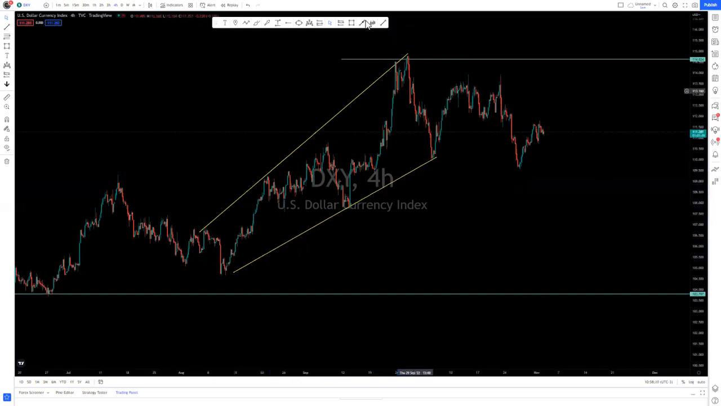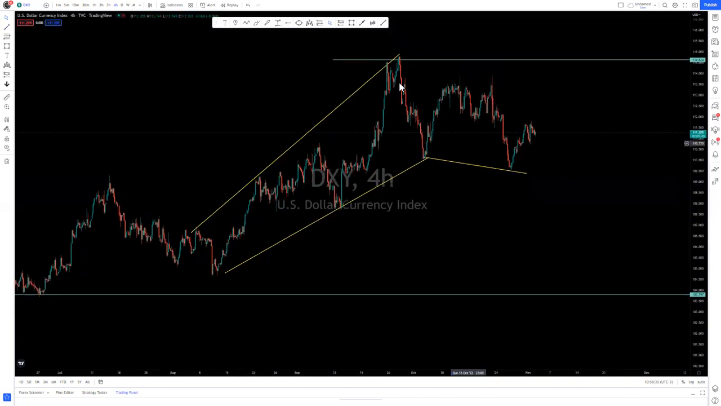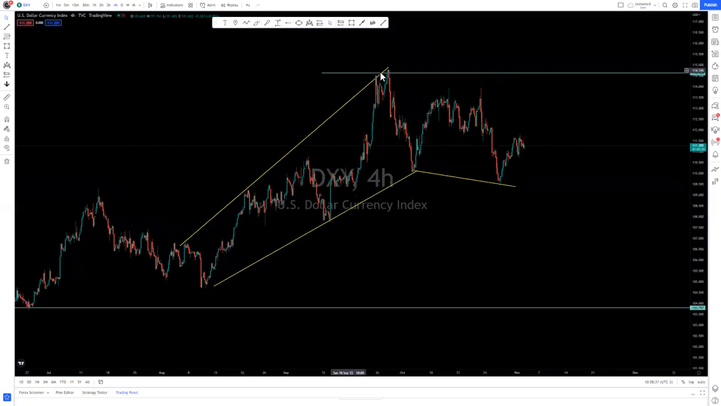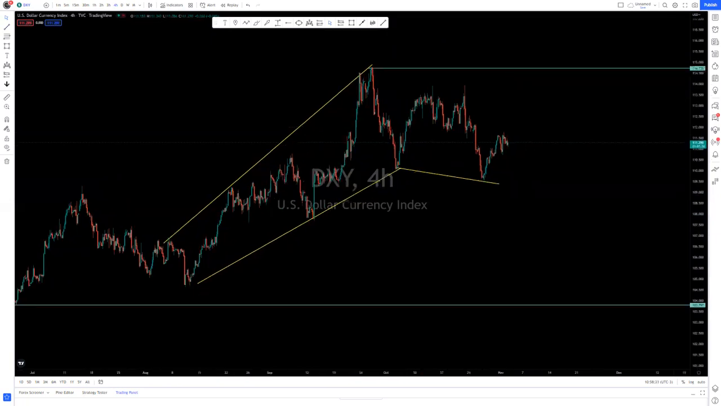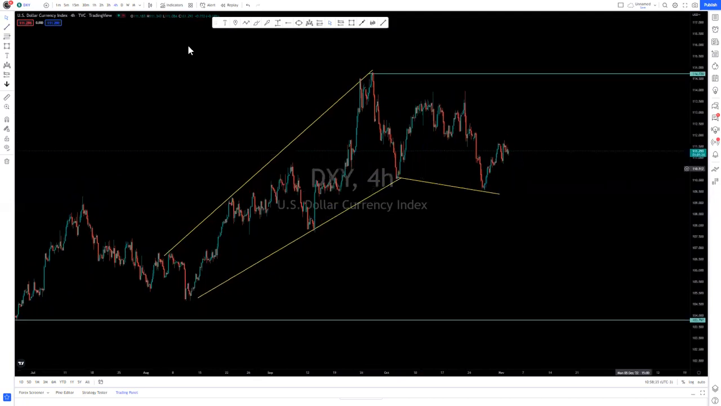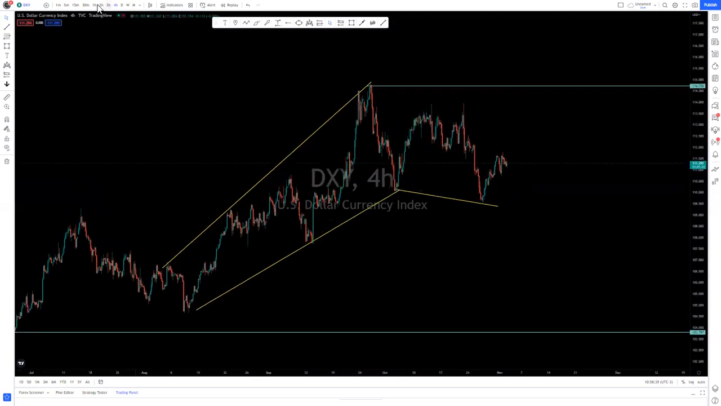The real reason why price bought there was because of this double bottom. That's the real reason why price bought. On the higher level, I don't say much. So we're gonna go to the 1 hour now.